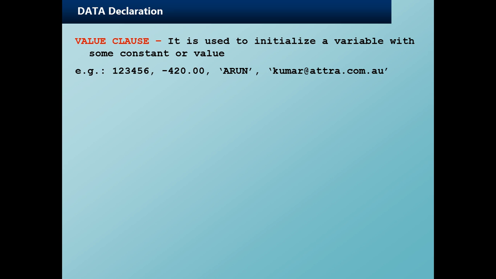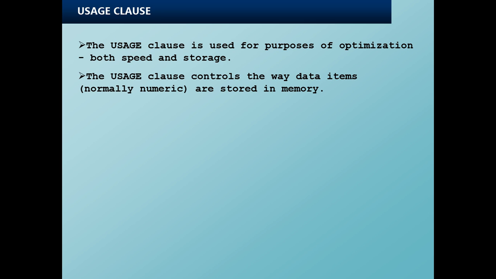Now VALUE clause, as we already discussed, when we have a PIC clause and we want to initialize that variable with a particular constant or a value, then we use the VALUE clause. Typically 12345, minus 428.00, these are what we are going to assign to a particular variable. The first one is numeric, the second one is signed numeric with a decimal. The third one is a character, generally you can keep it as alphabetic. On the fourth one, if you are having any number by chance, then you can keep it as alphanumeric.